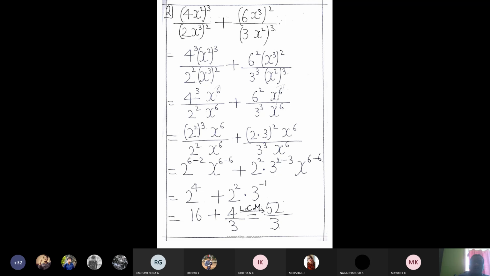There is a law called (AB) whole raised to the power of M. I don't know whether that particular law is explained there or not. (AB)^M, then I can write that as A to the power of M into B to the power of M. There are two different bases. Here I am trying with new variants.